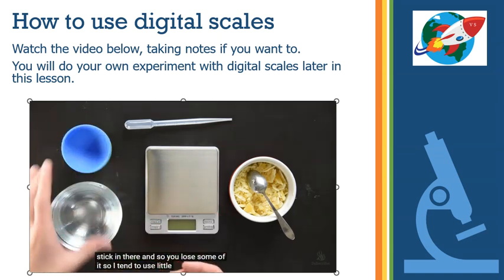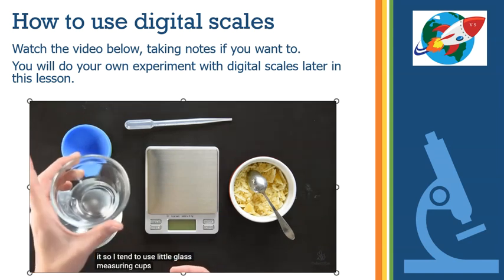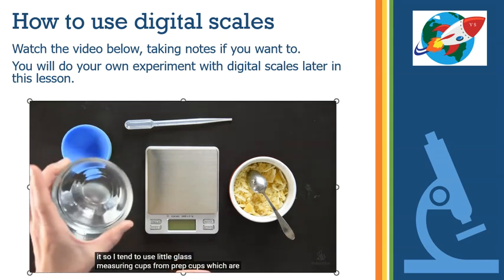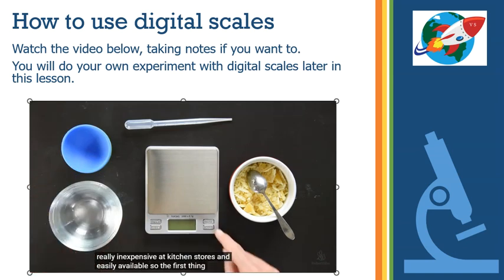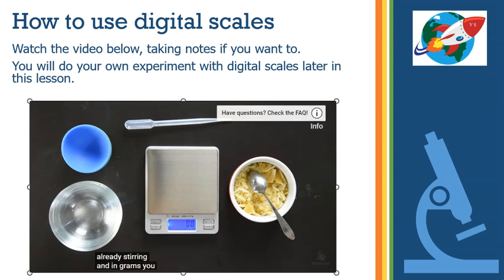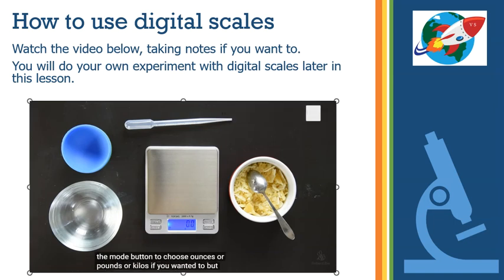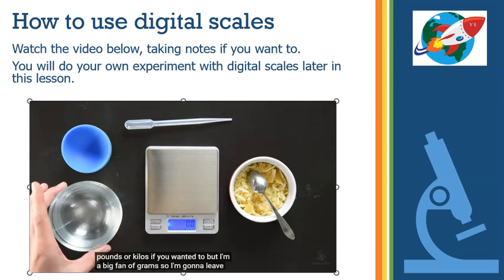So I tend to use little glass measuring cups or prep cups, which are really inexpensive at kitchen stores and easily available. So the first thing we're going to do here, turn our scale on. It'll register at 0 and in grams. You can cycle through using the mode button to choose ounces or pounds or kilos if you wanted to, but I'm a big fan of grams, so I'm going to leave it there.